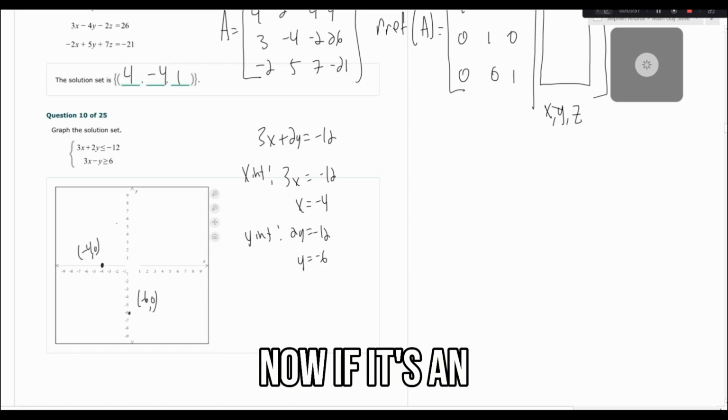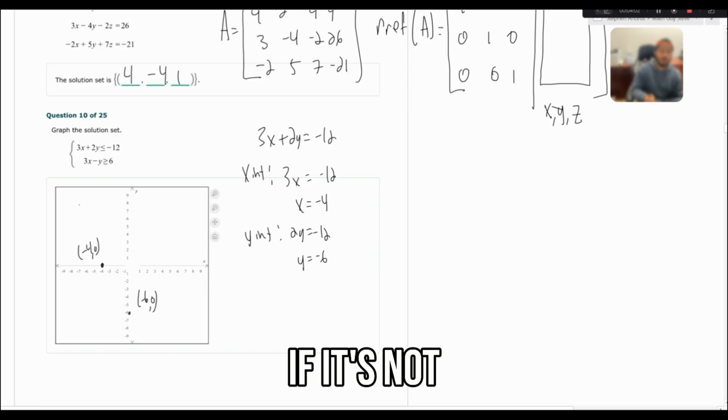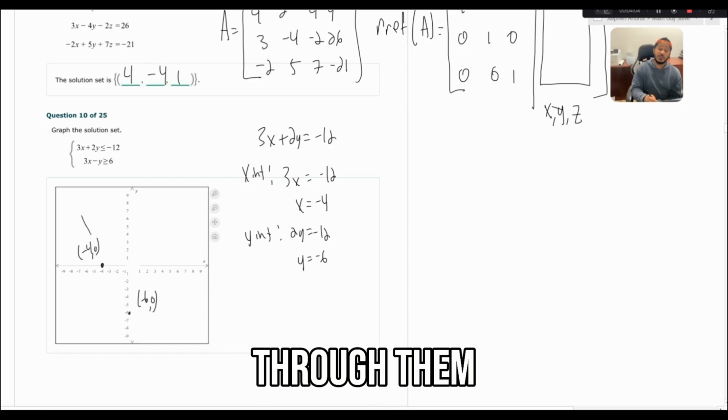Now, if there's an equal sign involved, then it's a solid line. This has an equal sign, so it's a solid line. Okay, if it's not, we put a dashed line. So put a line through them. And now we have to shade.